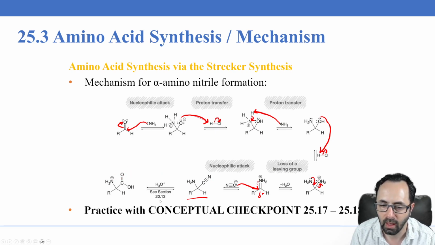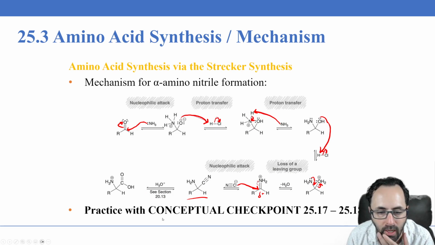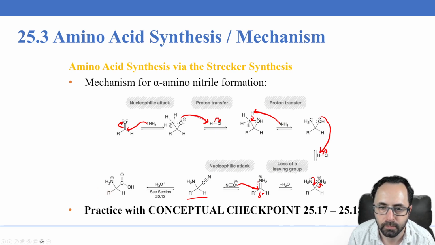So that gives us the alpha aminonitrile, and then in terms of the hydrolysis of the nitrile to a carboxylic acid, that's the same reaction that we see in chapter 20 for reactions of carboxylic acids and their derivatives, and so that mechanism is discussed there. Ultimately, we have an amine group attached at the alpha carbon to a carboxylic acid, and that gives us the amino acid. And again, whatever was the R group here, the alkyl group, this is going to be the R group on the amino acid and the side chain.